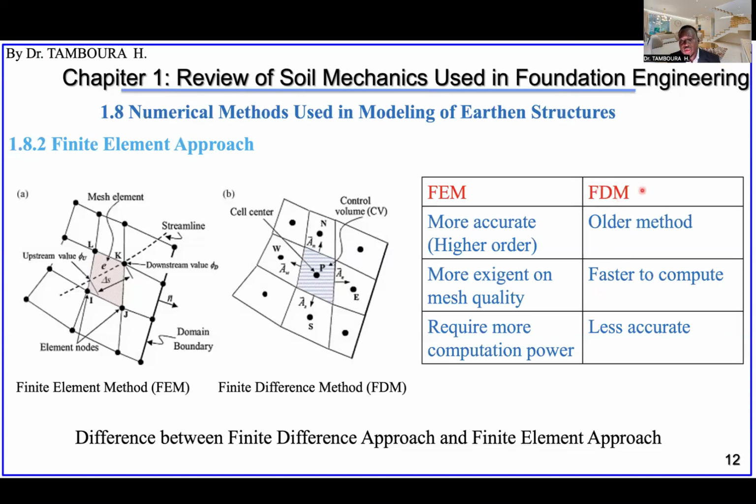On the other hand, if you check the finite difference method, you will see that it's the older one, of course, but it's faster because it's easier to calculate. It is the easiest one. However, the accuracy is not that high when compared to the FEM. As you can see here, only one cell center for each element. However, here each element has 4 nodes.